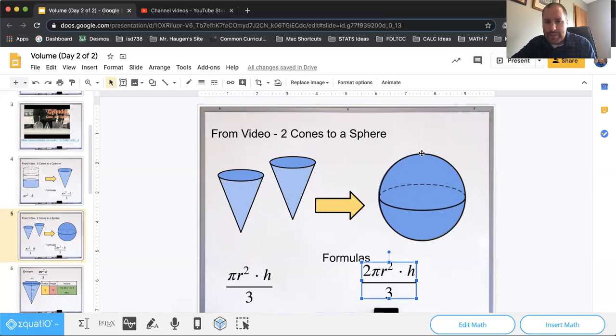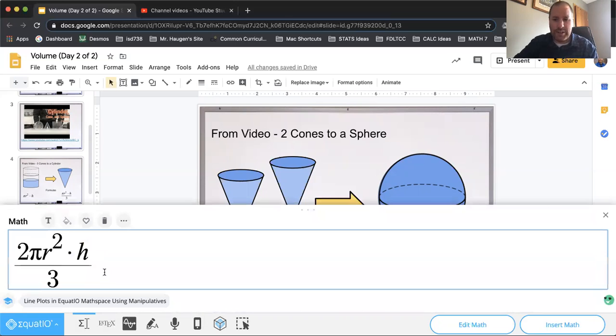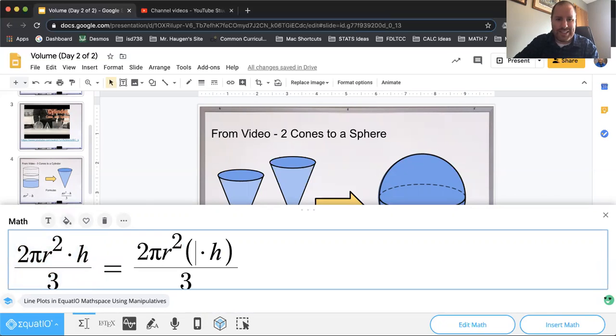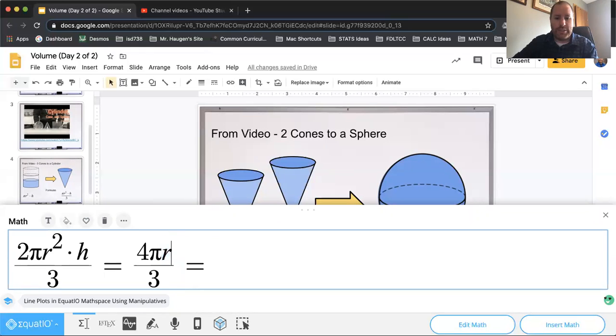Well, the height of a sphere would be from the very top to the very bottom. The height is the same as double the radius. So if I took this thing and put this down, the height here is the same as 2 times the radius. Then we can clean this up a little bit. Here we have a 2 times 2. 2 times 2 is 4. And then we've got radius squared and another radius, so that would be radius cubed.